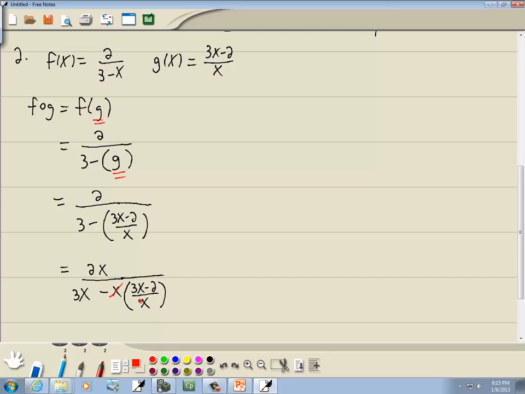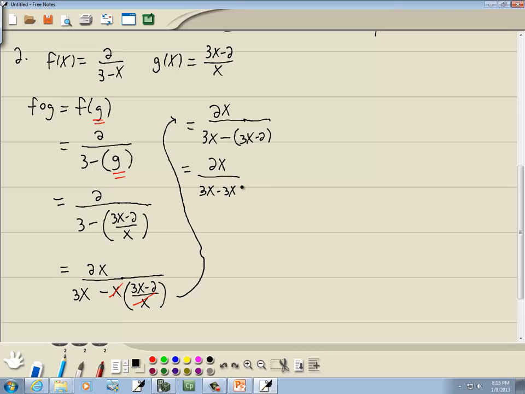Now when we do that, this x here is going to cancel with that x. And we've got 2x over 3x minus, and then inside parentheses we've got 3x minus 2. This negative right here has to flip the sign of everything inside the parentheses. That's why I kept the parentheses there. So that gives us 2x over 3x minus 3x plus 2. 3x minus 3x drops away. We've got 2x over 2. The 2's cancel, and we've got x. So that's good. That's the first piece.